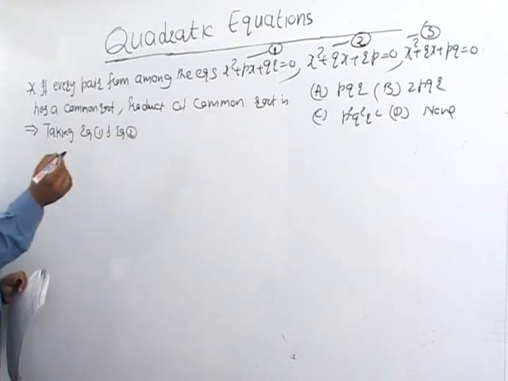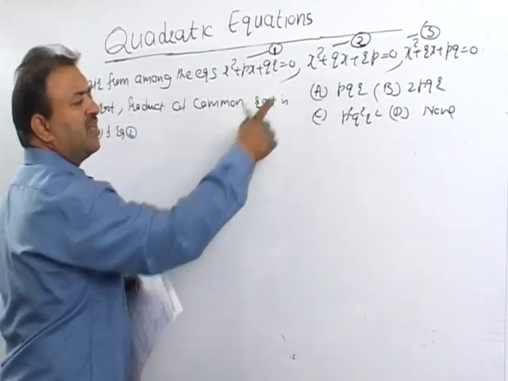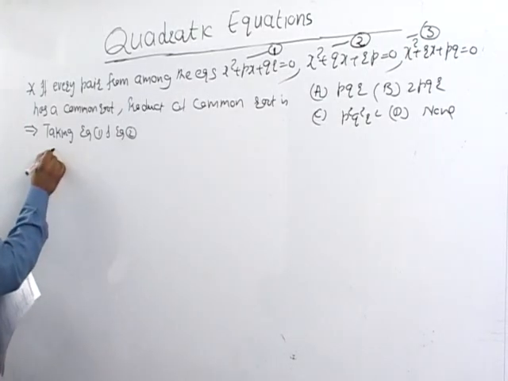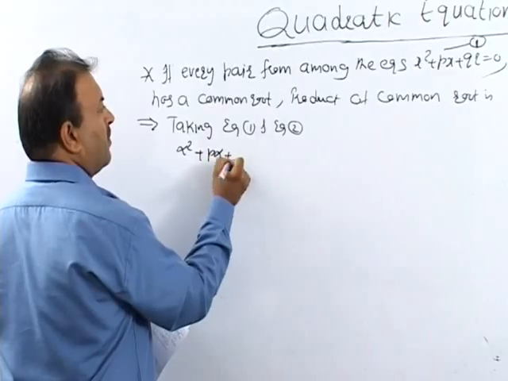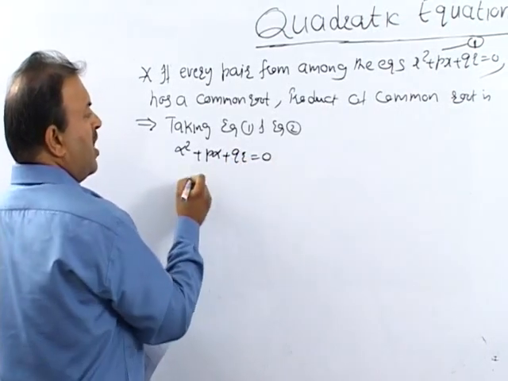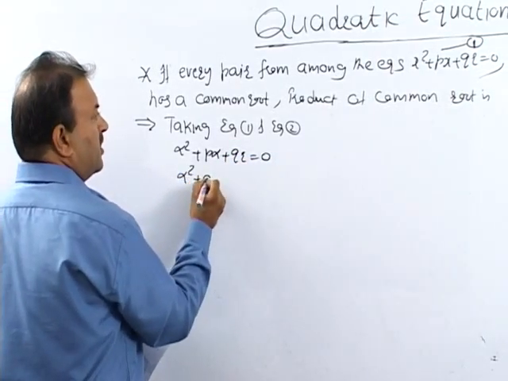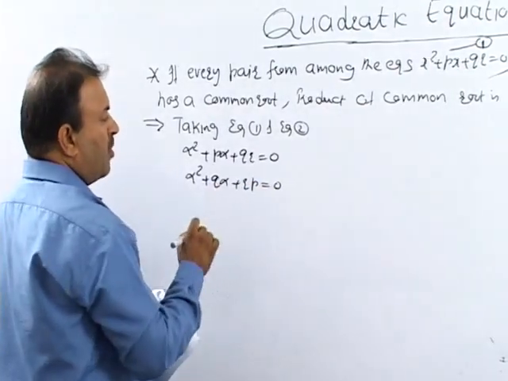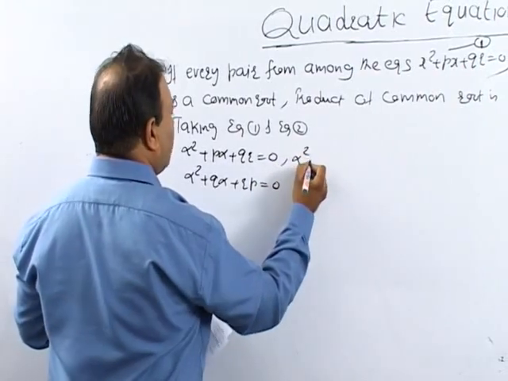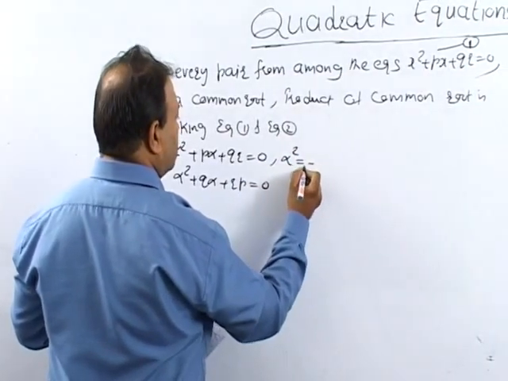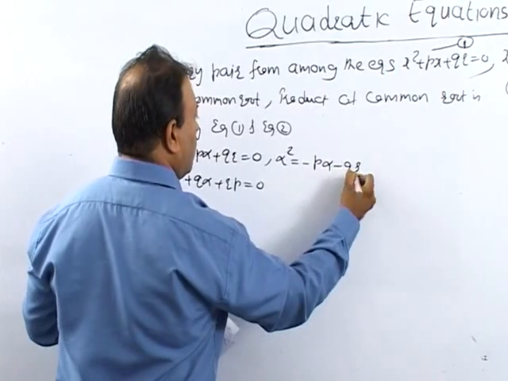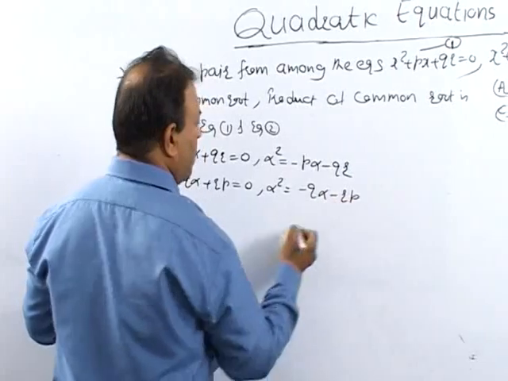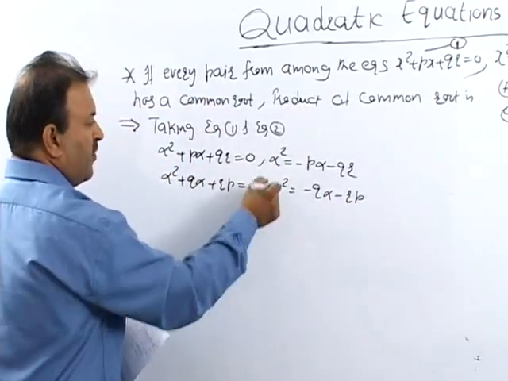Suppose these two equations have one root common, and let it be alpha. So alpha square plus p alpha plus qr is equal to 0, and the other equation alpha square plus q alpha plus rp is equal to 0. From here I conclude alpha square is equal to minus p alpha minus qr. Here also alpha square is minus q alpha minus rp. Now we can equate these two.